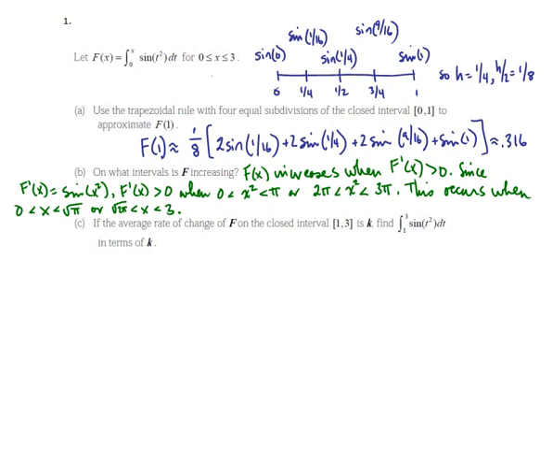Alright, we'll finish up problem 1 in this video, part C. If the average rate of change of f on the closed interval 1 to 3 is k, then find the integral from 1 to 3 of sine of t squared dt in terms of k.